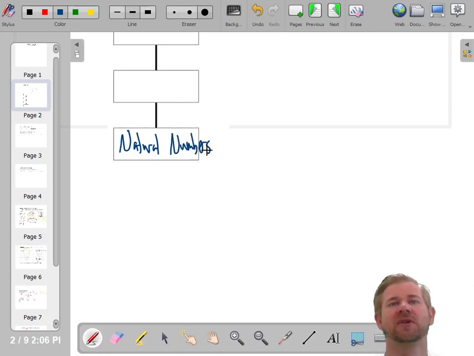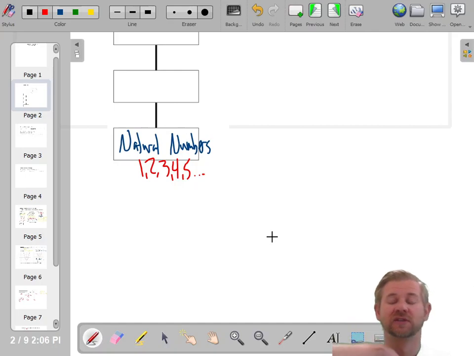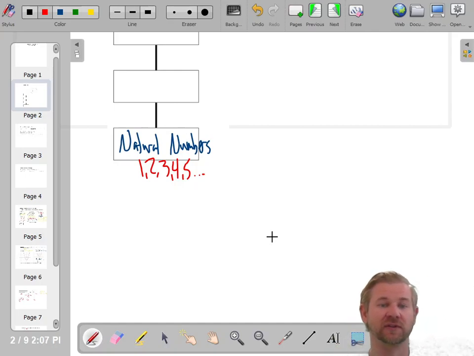And the natural numbers are 1, 2, 3, 4, 5. These are also called the counting numbers. So the natural numbers are 1, 2, 3, 4, 5, 6, 7, 8, and they go on forever. So 1 to infinity. Okay? No decimals, no fractions, just 1, 2, 3, 4, 5.